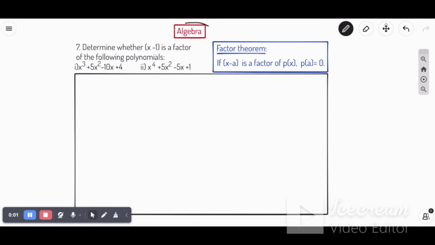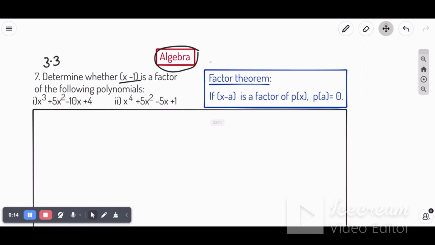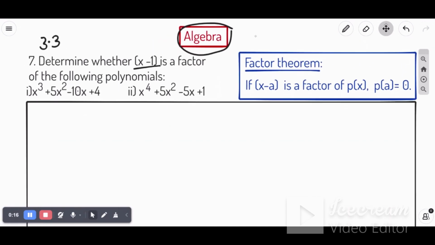Hi everyone, let us start with algebra exercise 3.3 and question number 7. Determine whether x minus 1 is a factor. So here we are going to factor. Till now we have seen the remainder theorem. Now we are going to see the factor theorem.